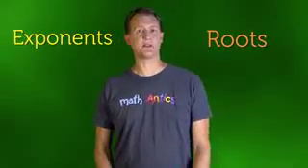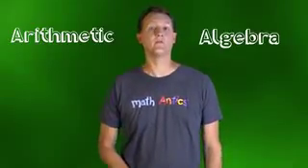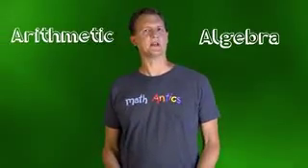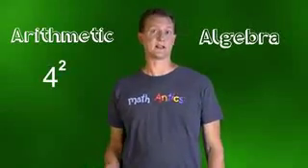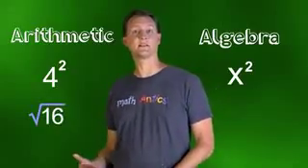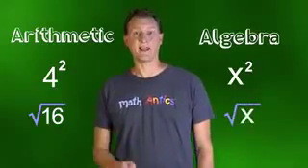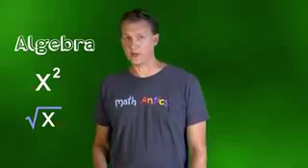We've already learned a little about how exponents and roots are used in arithmetic, and now it's time to learn the basics of how they're used in algebra. As you know, one of the main differences between arithmetic and algebra is that algebra involves unknown values and variables. In arithmetic, you might have the exponent 4 squared, but in algebra, you're more likely to see the exponent x squared. And when it comes to roots, instead of seeing the square root of 16, you might see the square root of x. Of course, one of the main goals in algebra is to figure out what those unknown values are. And we're going to learn a bit about how to do that in a minute.